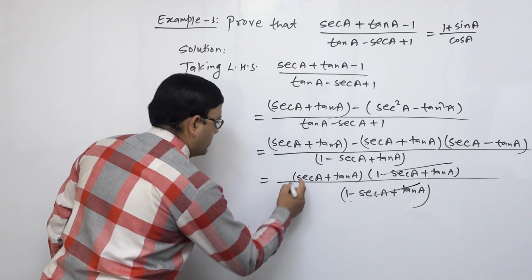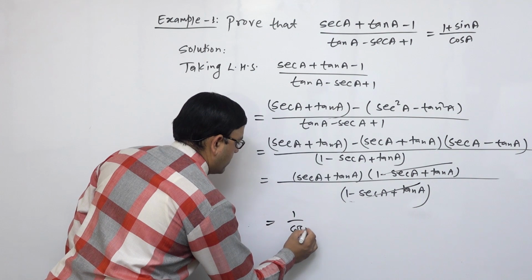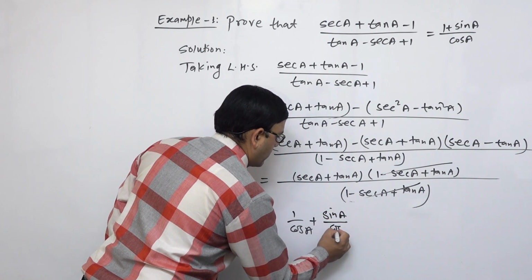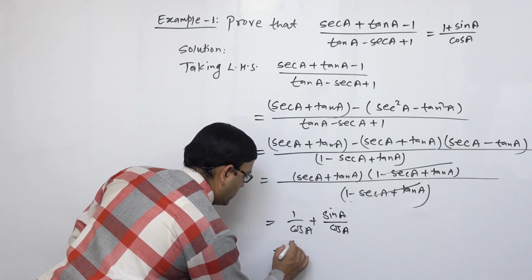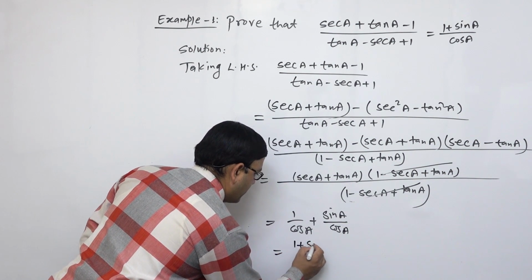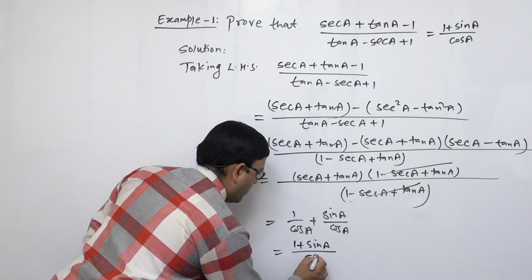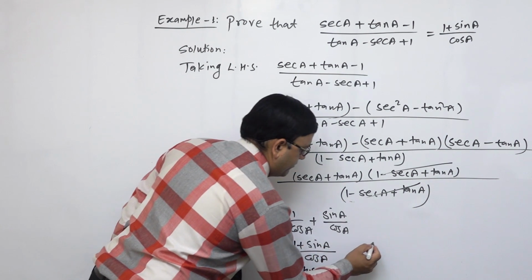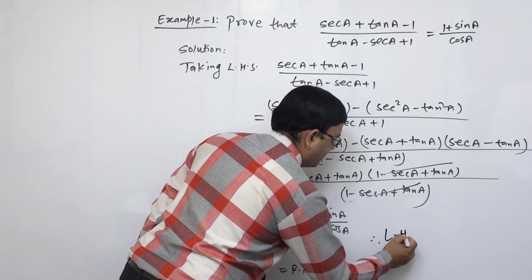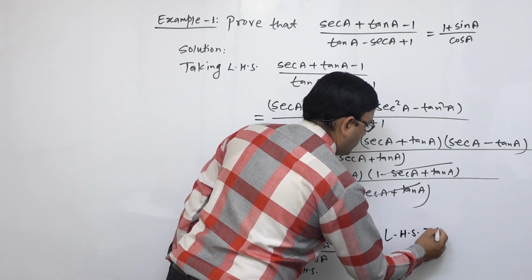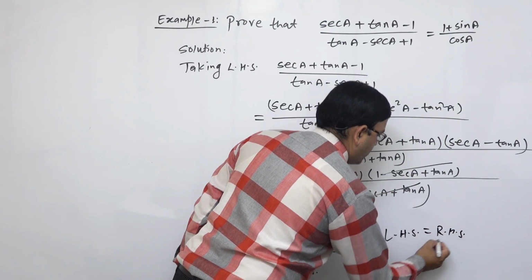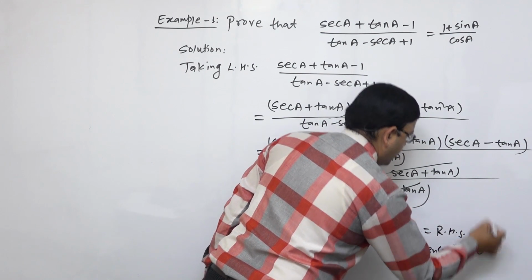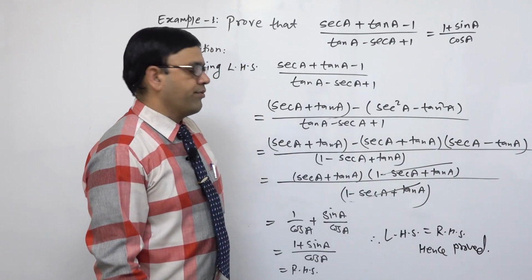So this is equal to sec A means 1 by cos A plus tan A means sin A by cos A. So we can write here after taking LCM cos A, 1 plus sin A by cos A, which is RHS. Therefore we can write LHS left hand side is equals to right hand side. Hence proved. I think it is a very easy question for you.